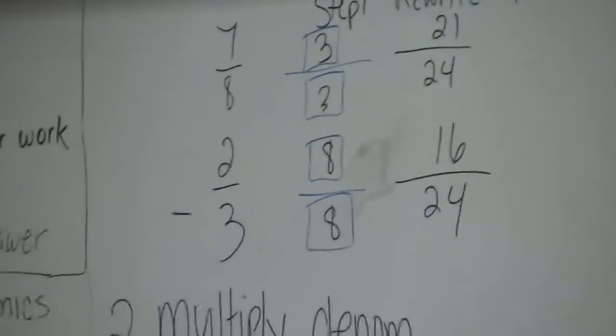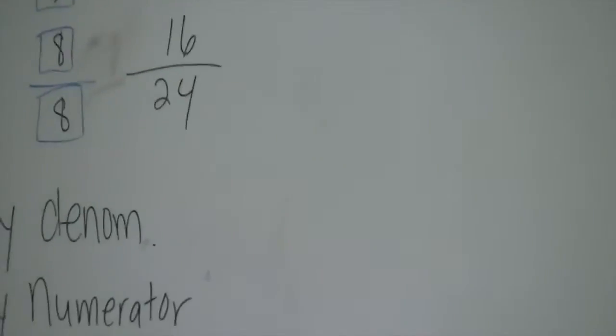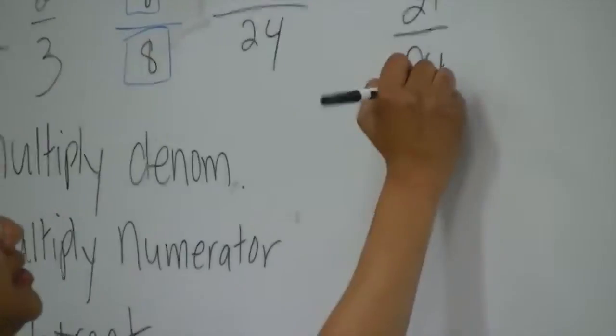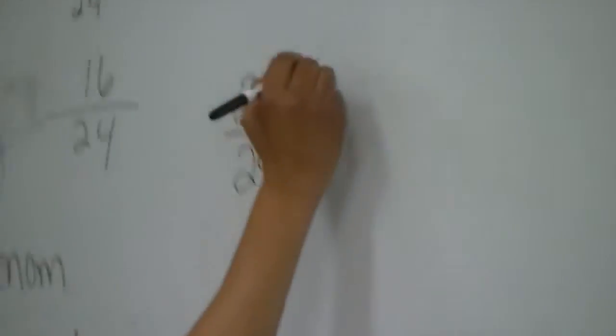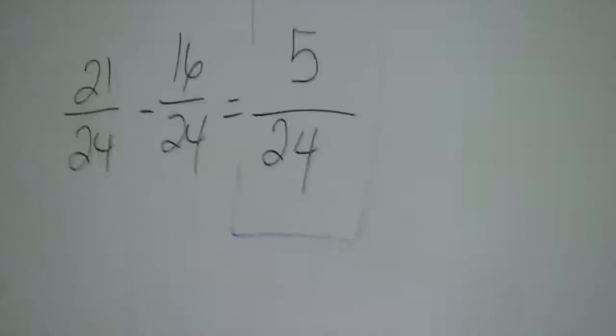Can I subtract these two fractions? Yeah. Absolutely. So step number 4 is subtract. 21 24ths take away 16 24ths. What do I get? You get 5 24ths. And don't forget to box your answer.